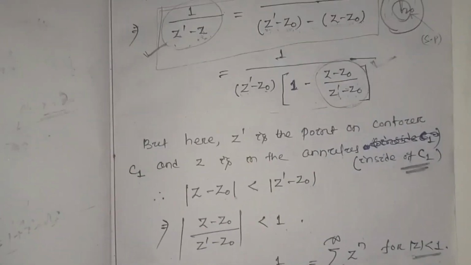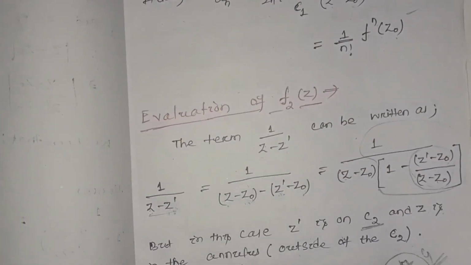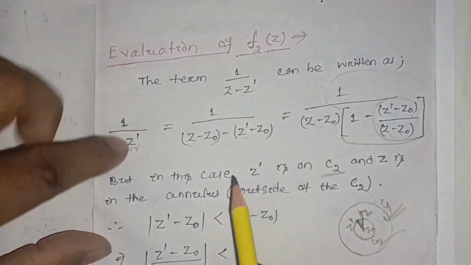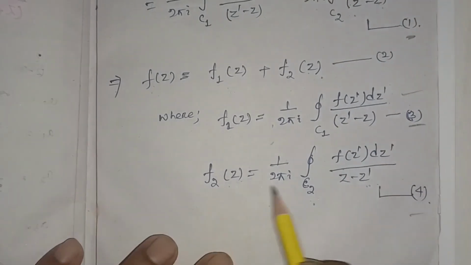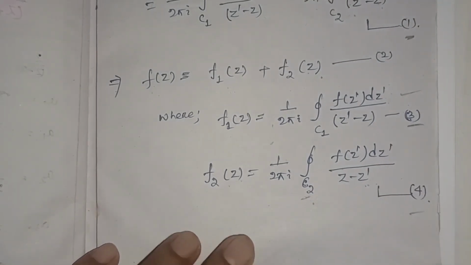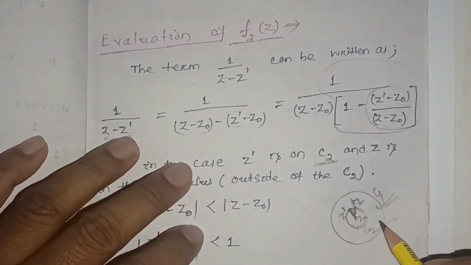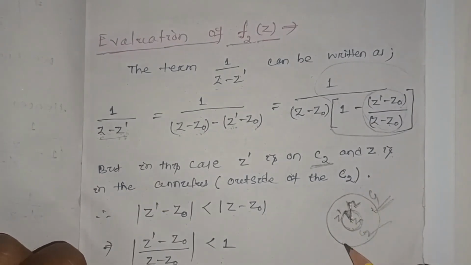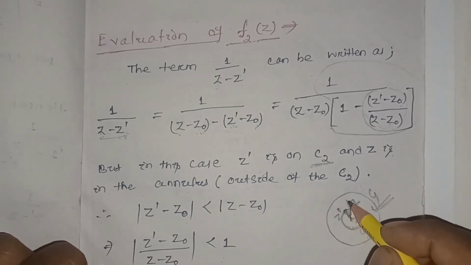Okay, now we are going to go for evaluation of f2(z). Here you can see, at the time of evaluating f2(z), what we did here: for f2(z) we considered C2, right? For f2 we have to consider C2. C2 means the inner circle, and here we considered any point z in between, in the annulus, and for this case z' is on this C2. So here we are moving z' to z.